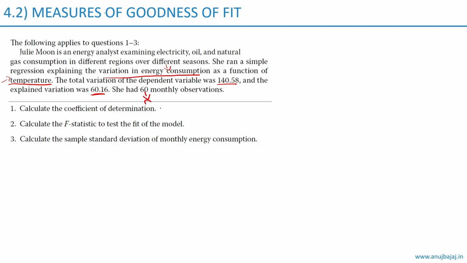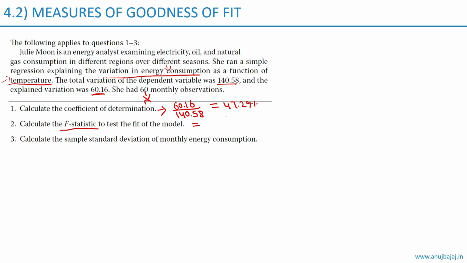The coefficient of determination equals the explained variation, which is 60.16, divided by the total variation 140.58. So the R square that we get is 47.29%. The second question is to calculate the F statistic of the test.